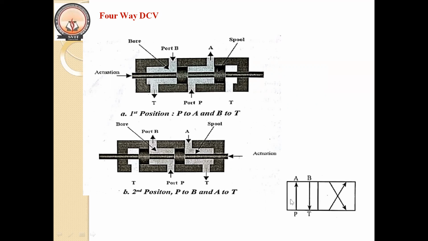That is the first square in the symbolic representation. That is, fluid can easily flow from P to A and B to T. When the spool is actuated, it changes its position. That is, at the second position, the fluid is flowing from P to B and A to T. Okay, this is the four-way DCV.